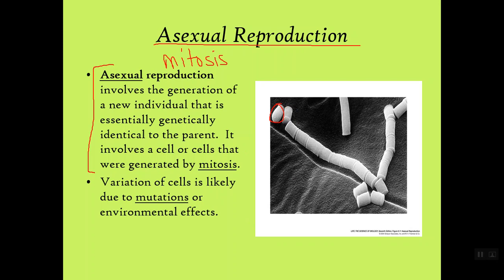That does mean that all of your offspring are identical, right? If you do mitosis, the daughter cells are genetically identical to the parent, which means that any variability in daughter cells due to asexual reproduction comes from mutations or environmental effects. And we'll talk about mutations and how they occur and what they are in later units.